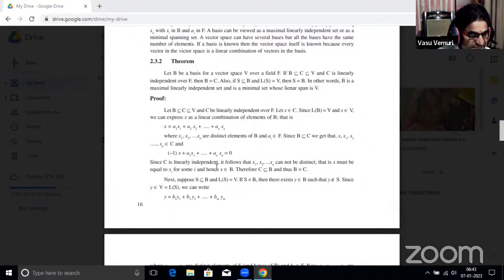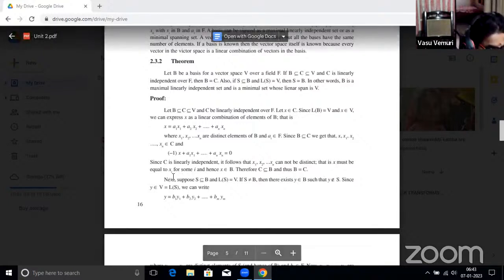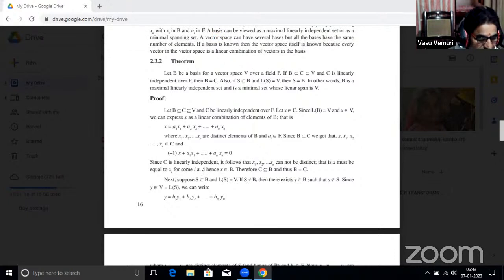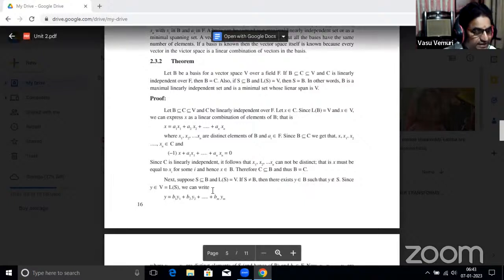Since C is given as linearly independent, all the elements cannot be distinct here. So x must be equal to x_i for some i, meaning i equal to 1 up to n. Therefore, C contained in or equal to B means that automatically B equals C, because all the vector space elements are given by the basis B, and the other basis is the set C.